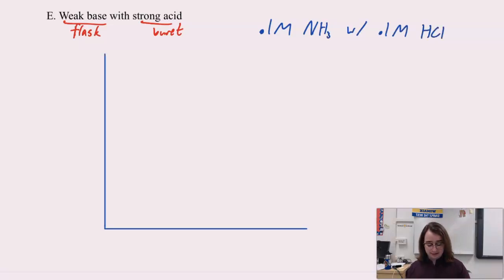So, just like last time, see if you can find out the pH of this solution before we even start titrating. So this time you'll probably find the concentration of OH minus, and then you'll use that to find pH. So go ahead, give it a try, and come on back when you're done.